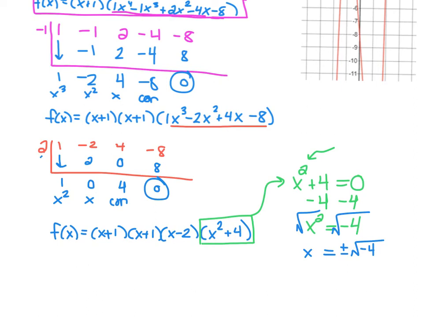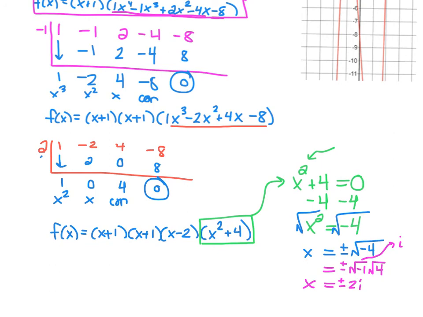Now, I have to be careful here because I need to make sure that I am fully simplifying every single square root that I have. And what I realize here is I can split this up into the square root of negative 1 and the square root of 4. And what I remember previously is that the square root of negative 1 is i, and then I know the square root of 4 is 2. So what we find is that x equals the plus or minus version of 2i.